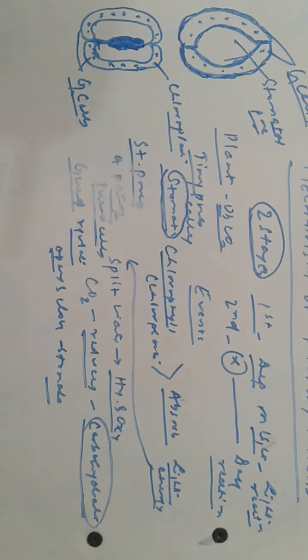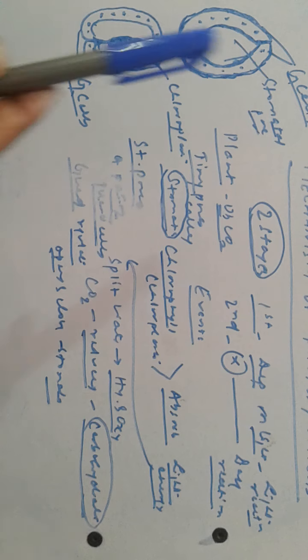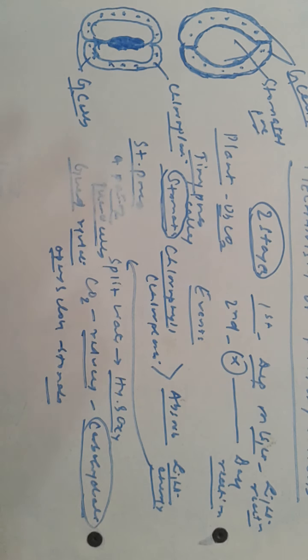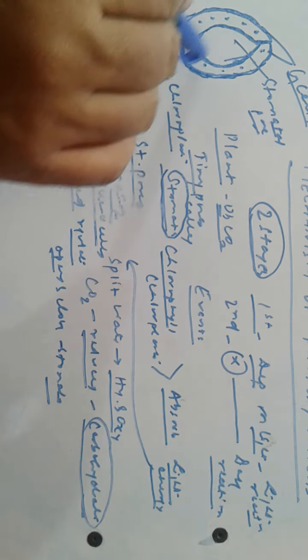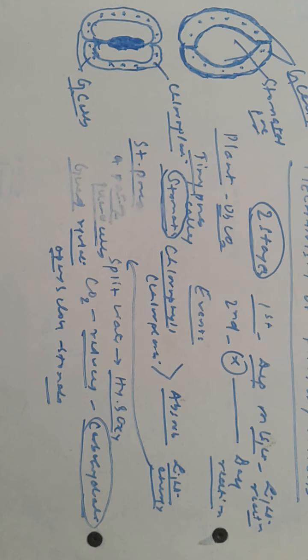We all know that CO2 enters the plant through stomatal pores. These stomatal pores are surrounded by guard cells. So when water comes inside, what happens? It swells. As a result, the guard cells swell and the stomatal pore opens. But if water is not there, the guard cells shrink, and as a result the stomatal pore is closed.